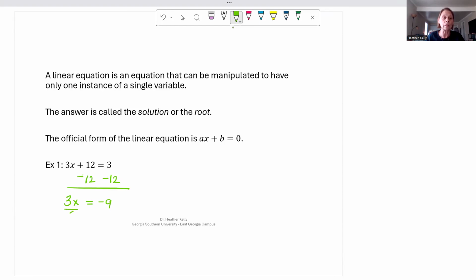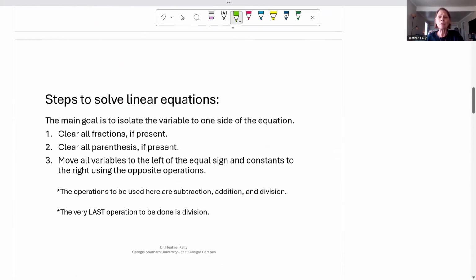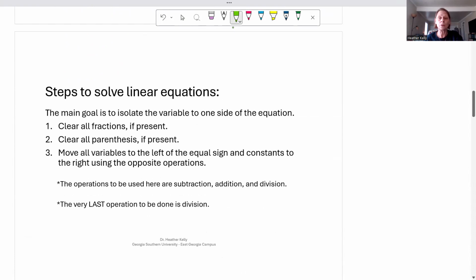And of course, the very last step when you're solving an equation is to do the division, because you don't want to deal with all the nasty fractions, right? Okay. So I did write out a few steps here. Some people like steps. So we've got the steps to solve linear equations.